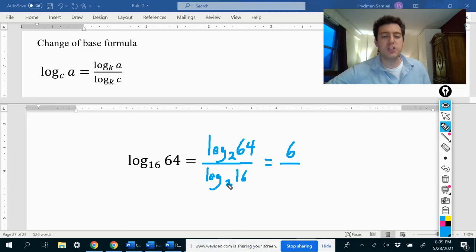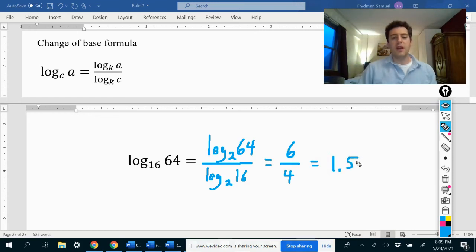And now I ask myself, 2 to what power is equal to 16? And that would be 4, right? 2 times 2 is 4, times 2 is 8, times 2 is 16. So 4. 2 to the 4th power is 16. Okay, so now we have 6 divided by 4, which is 1.5. All right, and there it is.